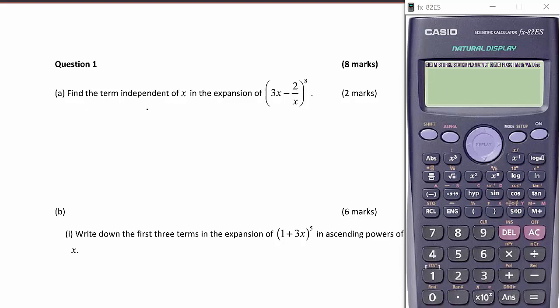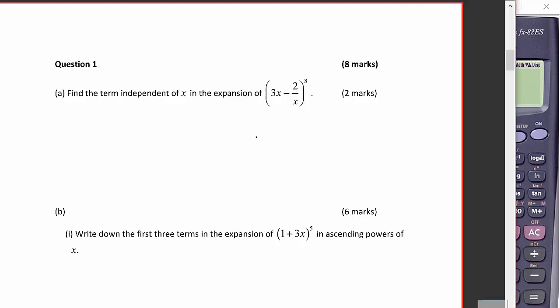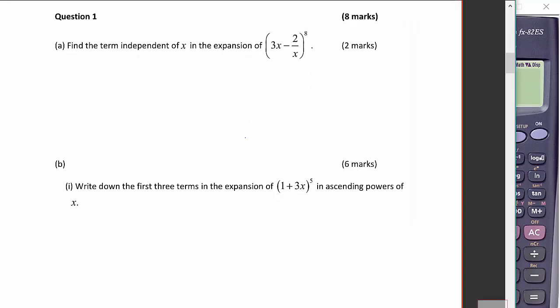We want to find the term independent of x in this expansion. Now this is not a particularly difficult one of its type because it's a power 8 and we've got an x to the 1 and an x on the bottom, which is an x to the negative 1. So remember that there's 3 parts to a term though. We're going to have the power of 3x. We're going to have the power of the negative 2 over x. And we also need the combination.